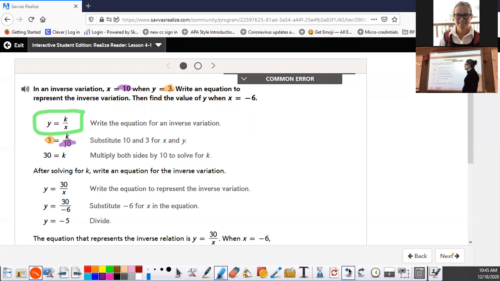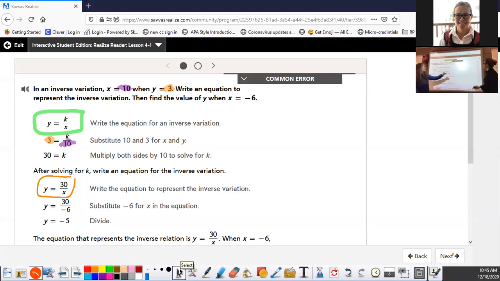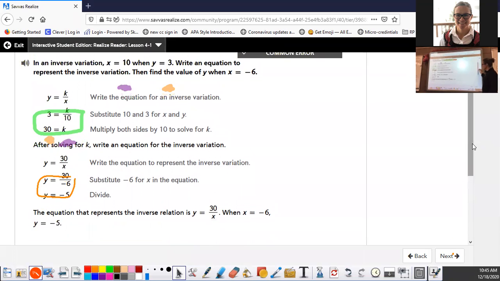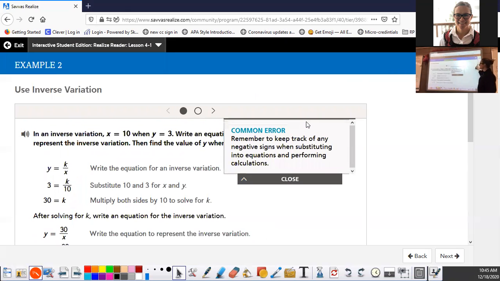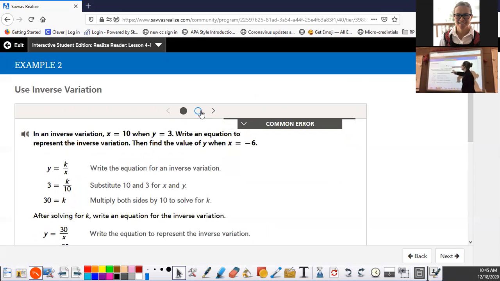I don't like that being purple, I'm sorry. So once we get that, we can rewrite it, and now we have an equation that we can work off of, and substitute in -6 and solve for our y. So basically the x and the y you get at the beginning establish your k value, and then you use that generic format with the k filled in to find your other ones. And just to recap there, remember to keep track of any negative signs, huge big flashing lights right here, when substituting into equations and performing calculations.